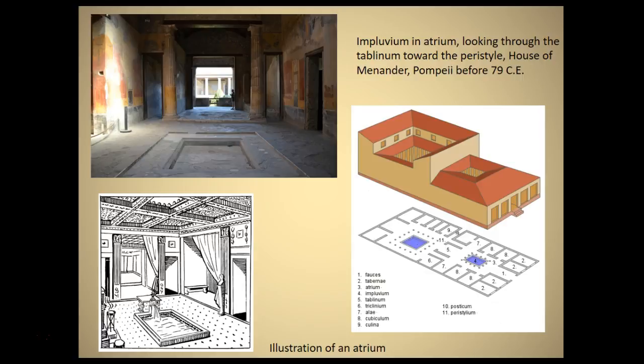The tablinum is usually a square chamber that would have been furnished with paraphernalia of the head of the household, the paternal father, and his business interests. This could include a writing table as well as examples of strong boxes.